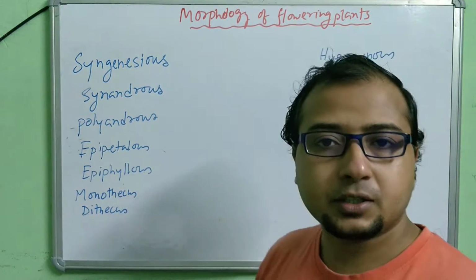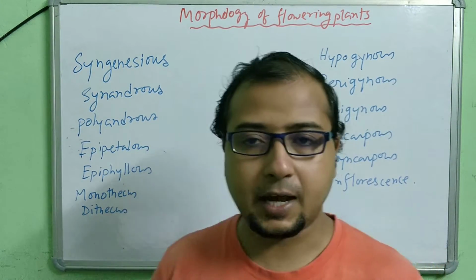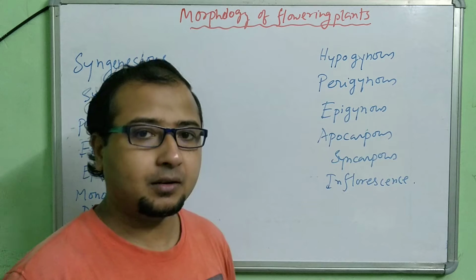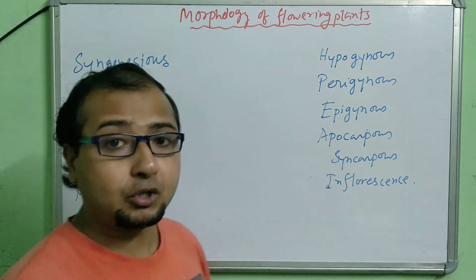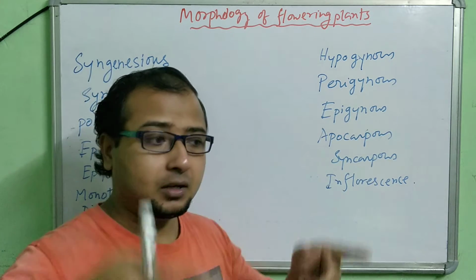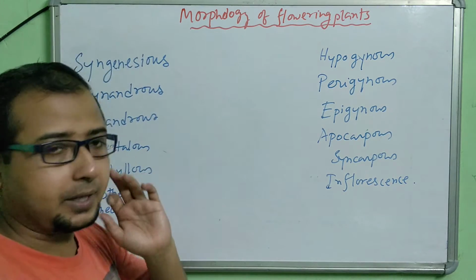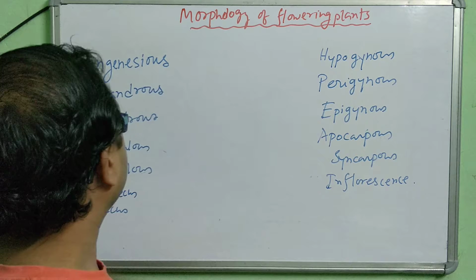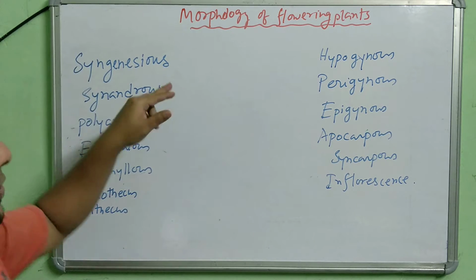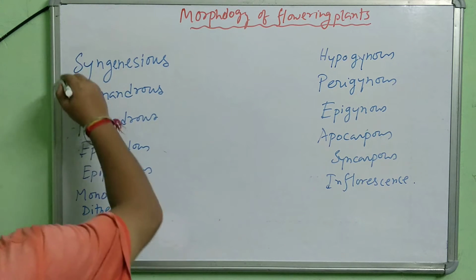These are very important terminologies. You must have an understanding of this terminology, which will help you to understand the morphology, the entire external features, the morphology of the flowers or the flowering plants. So first is the syngenesious. Let us talk about the first term, syngenesious.